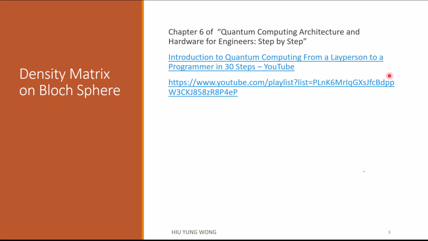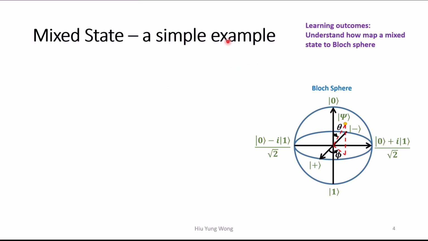Okay, let's continue to understand the density matrix by looking at how mixed states are represented on the Bloch sphere. This is in chapter 6 of the book. Let's first do a simple example to get a taste of what a mixed state density matrix might look like on the Bloch sphere and what its meaning is.